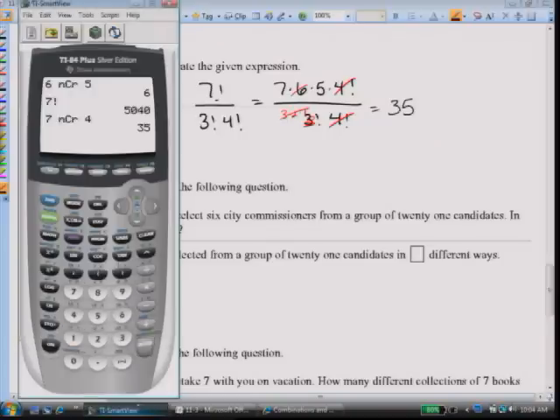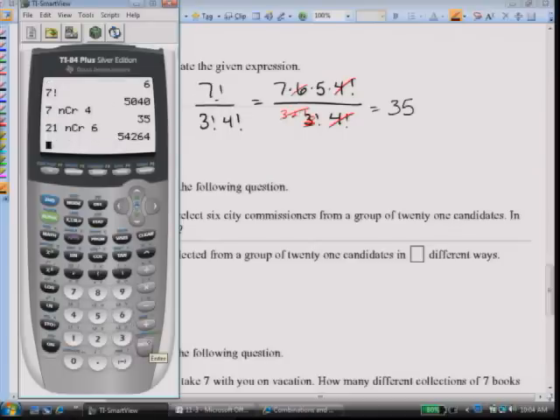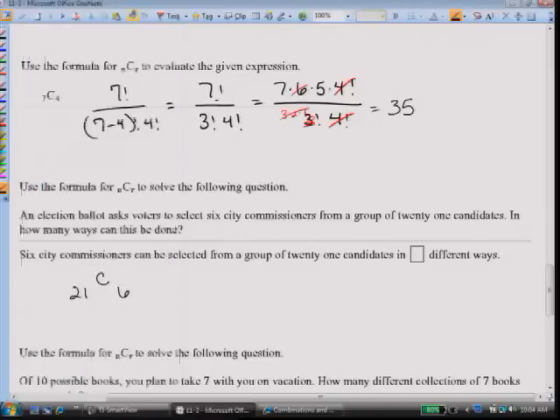So we can go to our calculator. We do 21, math, over to probability, choice 3, and then 6, hit enter, and we get 54,264. So they're still very big numbers. You wouldn't want to have to list out all the different ways that you could do this.